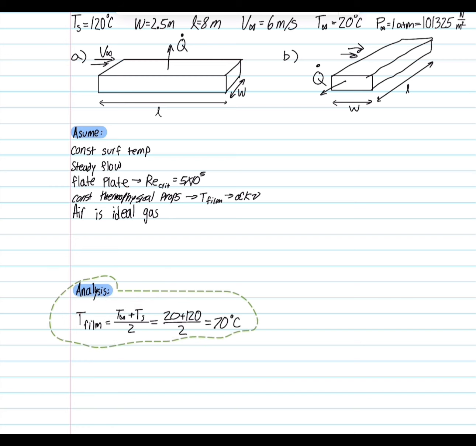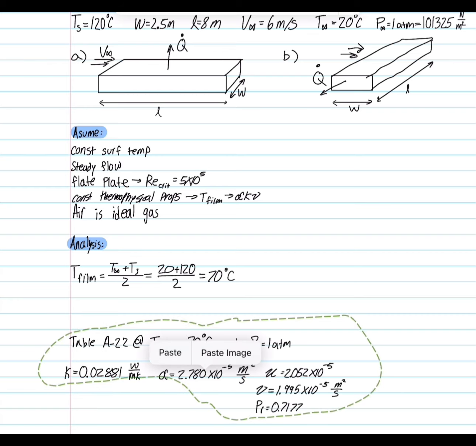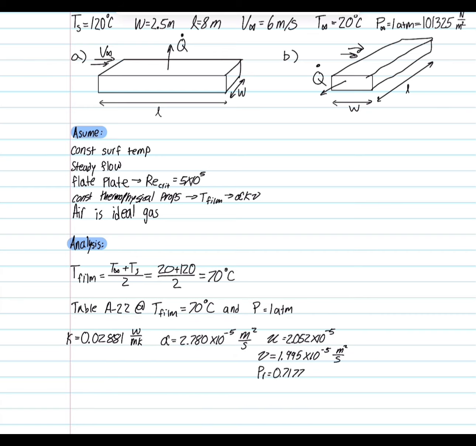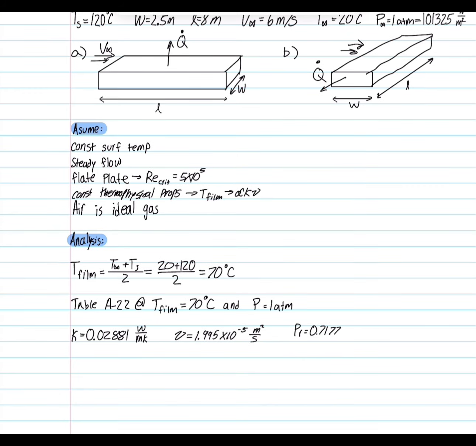So the first step in all of these types of problems is always find your T-film, or if it's a pipe problem, find T-bulk. So we're doing the ambient temperature plus the surface temperature divided by 2. Then we look at table A22 at the T-film temperature, and also in the assumptions, if they don't tell you the ambient pressure is 1 atm, then you need to assume that. And then from the table, really all you need is the K, V, and PR values. You don't need thermal diffusivity if you just pull PR directly.